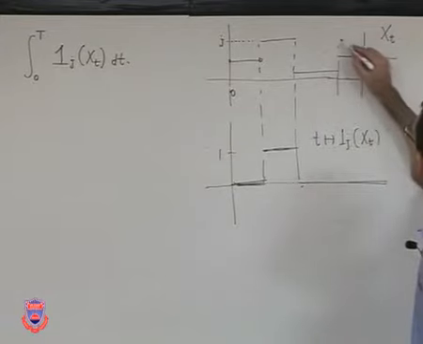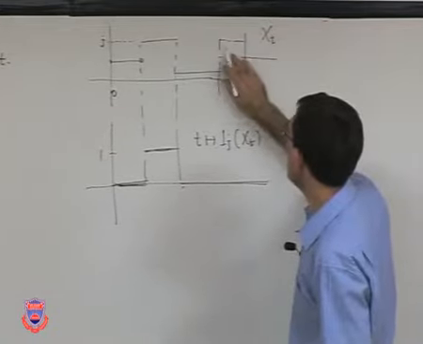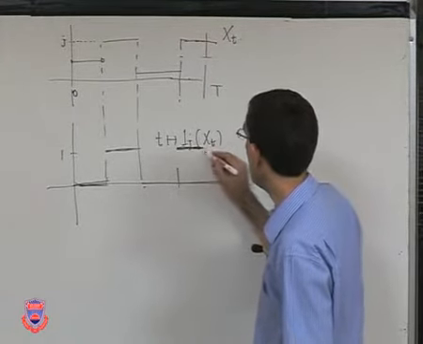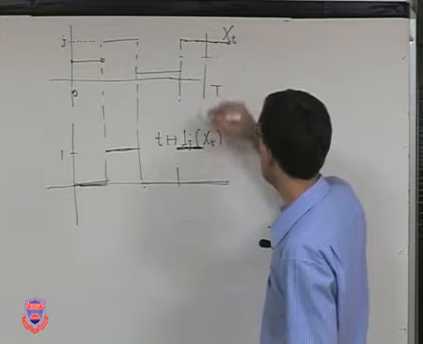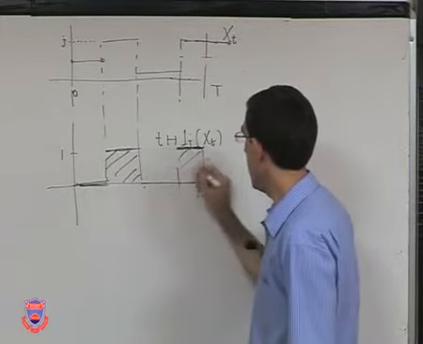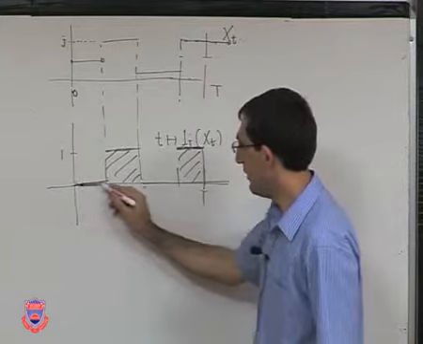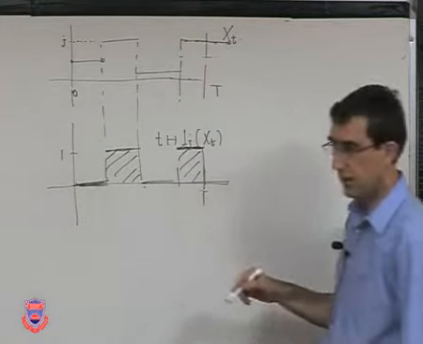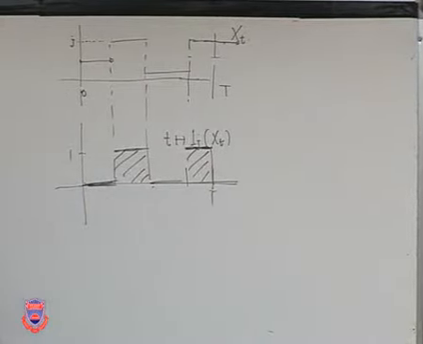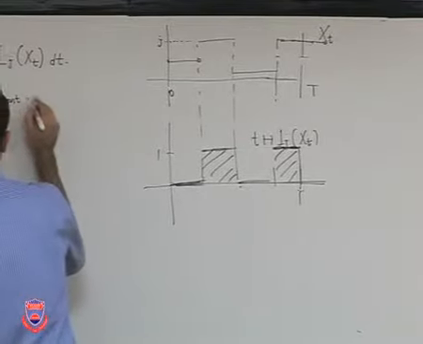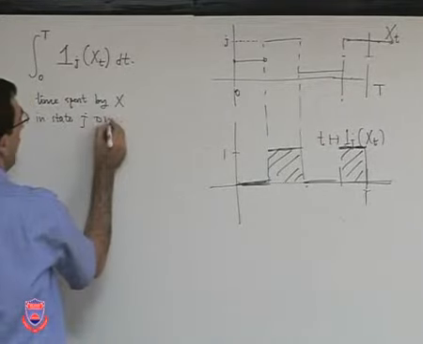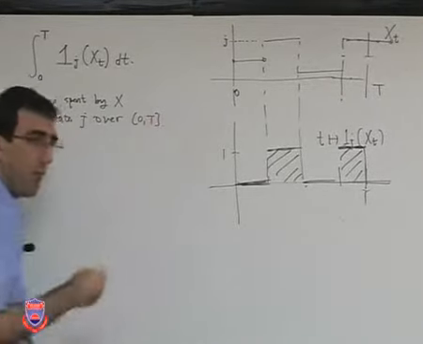If it entered J sometime later, let's say like this, then you would also have a piece of constant 1 like this. Perhaps it would just go like this before it jumps out of the state. But we are now interested only in the area under this curve, right? So we have 0 areas here, and then whatever they sum up to will give us the time spent by X in state J over the time interval from 0 to capital T.